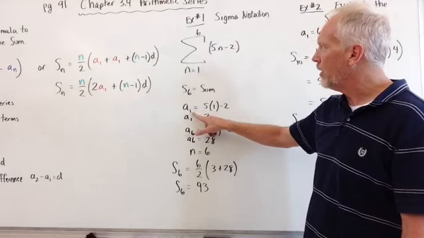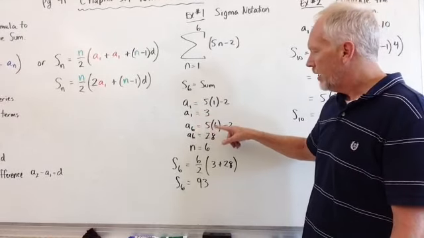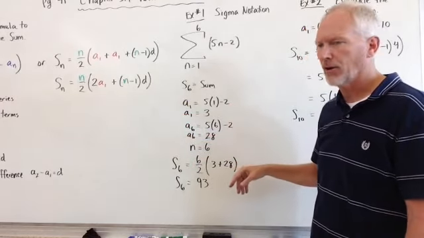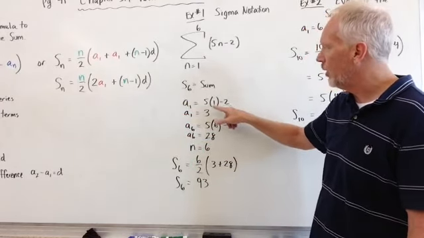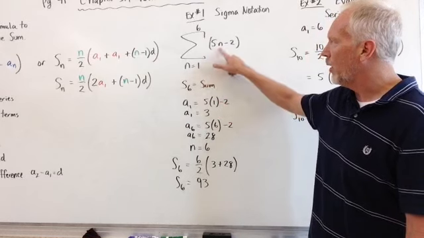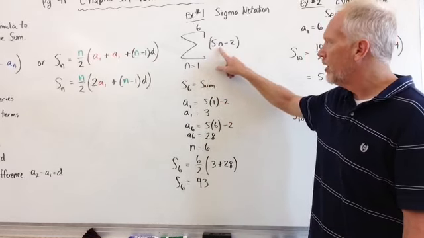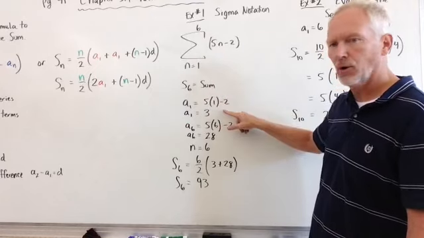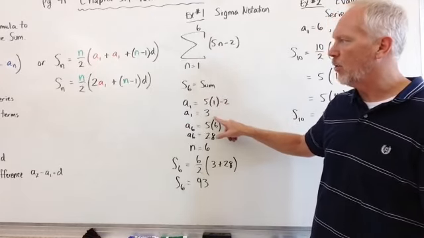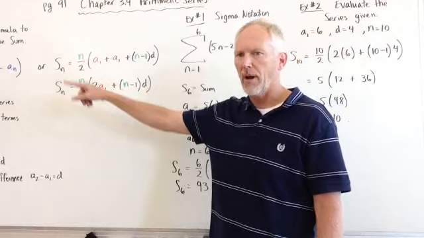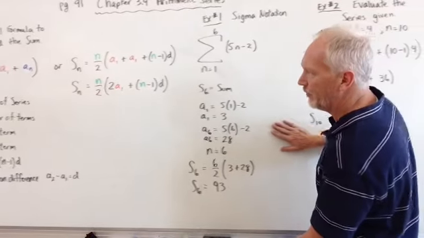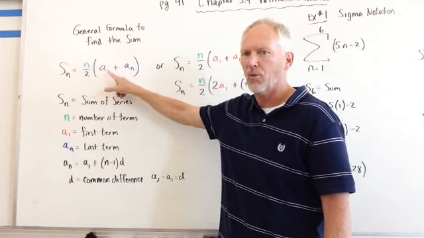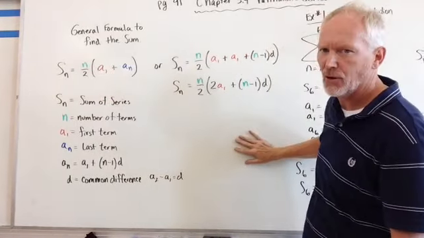Well, we need to find a sub 1 because we're going to plug it into our formula over there, to get the first and the last term. A sub 1 will be, we just take the lower bound and plug it in for the n value. 5 times 1 is 5, minus 2 is 3. So our a sub 1, going back to the original format, n over 2 times the quantity a sub 1 plus a sub n. We've found a sub 1. Now we need to find the last term.